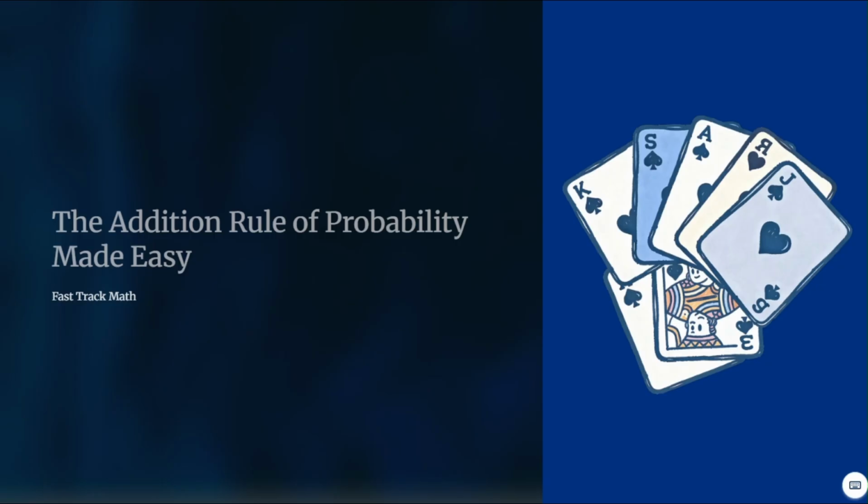Suppose you draw one card from a standard deck of cards. What is the probability of drawing a heart or a king? Can you simply add the probabilities? Sometimes yes, sometimes no. Today you'll learn when to add probabilities, when to subtract the overlap, and one shortcut that can save you lots of time.